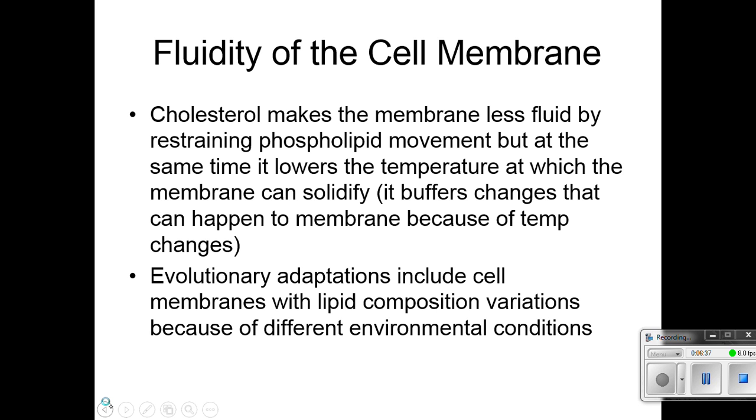Cholesterol actually makes the membrane less fluid by restraining phospholipid movement, but at the same time, it lowers the temperature at which the membrane can solidify. So cholesterol plays kind of a double role here. It makes the membrane less fluid, but also makes it more fluid. I know that sounds kind of counterproductive, but it wants to make sure that the fluidity is basically not changing. It kind of buffers that change, keeping it from making too much of a change in the fluidity.